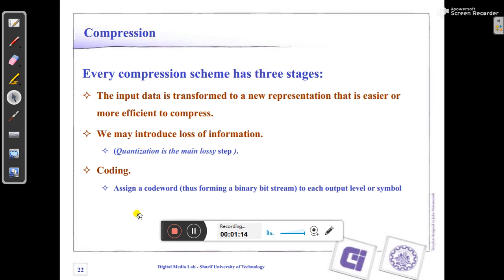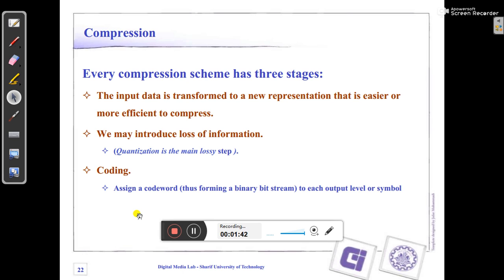In the third step, that is coding. Coding is to assign a code word, thus forming a binary bit string, to each output level or symbol. So for every amplitude, we need to put a binary code word. We need to assign a code word to each output level or symbol. So these are the three steps.